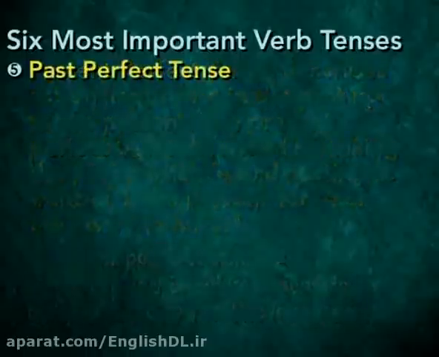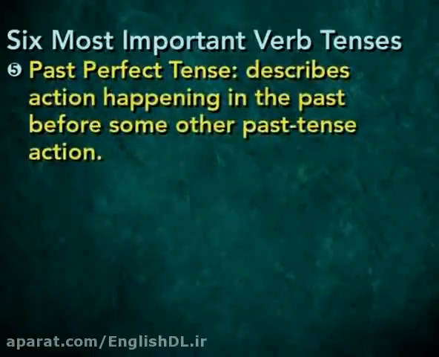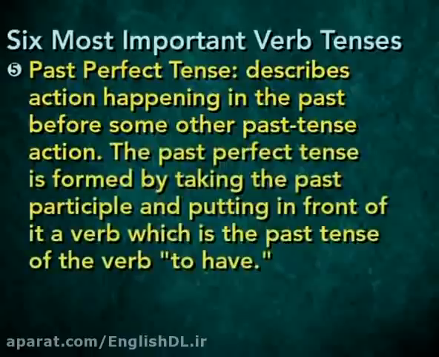The fifth important tense is the past perfect tense. This is used to describe action happening in the past before some other past action, which would usually be described in the past tense. Remember that the past tense is used for action happening in the past. When you're describing action happening even earlier than a past tense action, you would use the past perfect tense. And we'll see an example in a moment. Now, the past perfect tense is formed by taking the past participle and putting in front of it a verb which is the past tense of the verb to have.